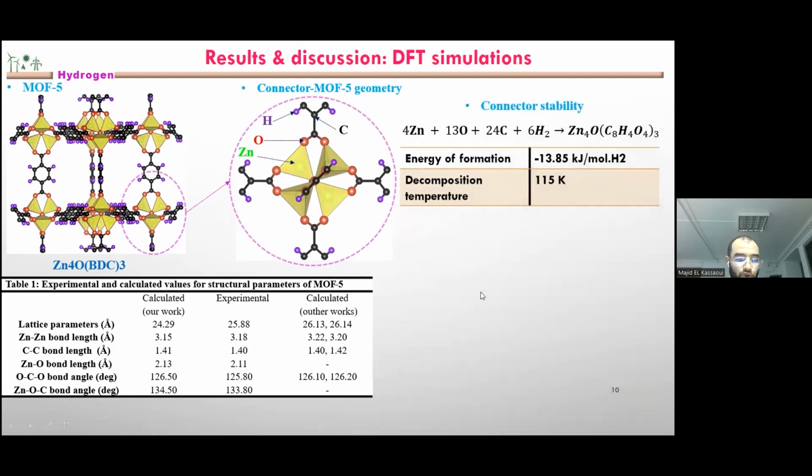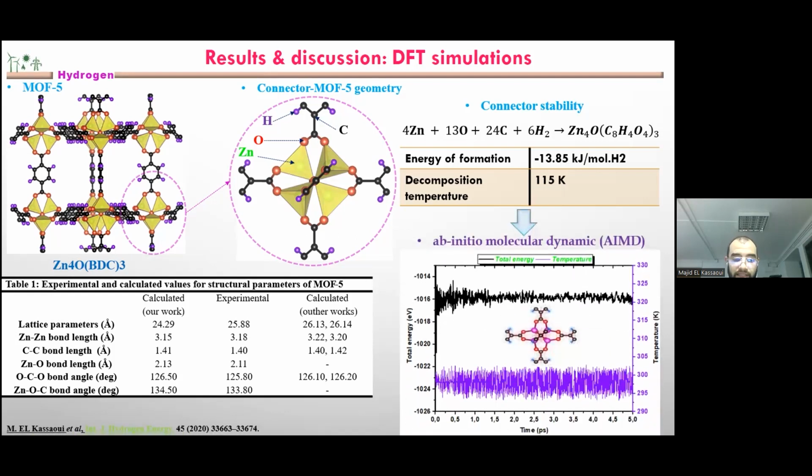The first result we obtain is the energy of formation, which is 13.85 kilojoule per mole. That explains the stability of the connector. Furthermore, using ab initio molecular dynamics, we can see that the free energy is well converged in the given period for all the temperatures. They confirm the thermal stability of the structure.